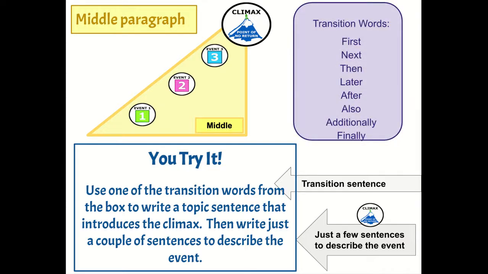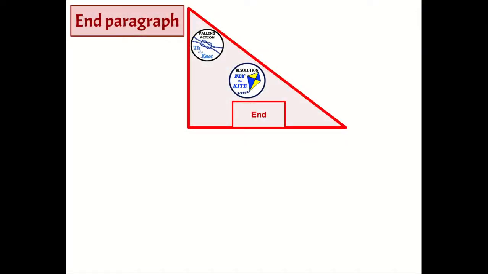Great. Now you've completed your middle paragraph. Time to move on to our final paragraph of the summary. In your end paragraph, you're going to include the last couple of elements of the story, the falling action, or where all the loose ends are tied up, and the resolution, which is where we all, as readers, get that feeling that everything's going to be okay and the problem is completely resolved.